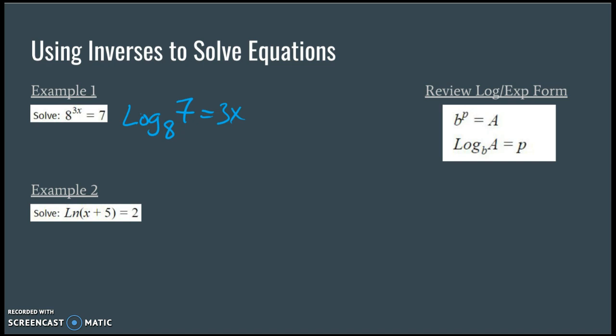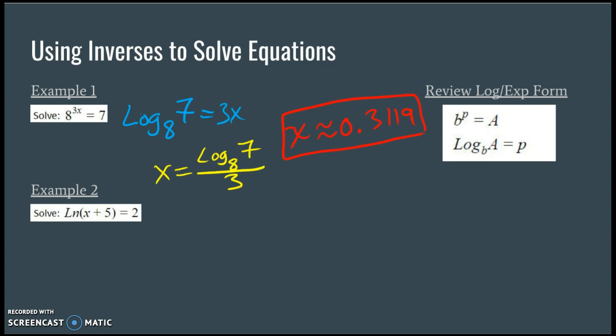So if we were asked to get an exact answer, all we would have to do is divide both sides by 3, and we'll have that x equals the log base 8 of 7 divided by 3. But if we just want an approximate answer, we could have turned log base 8 of 7 into a decimal, then divided that decimal by 3, and we would get approximately 0.3119 as our final answer.